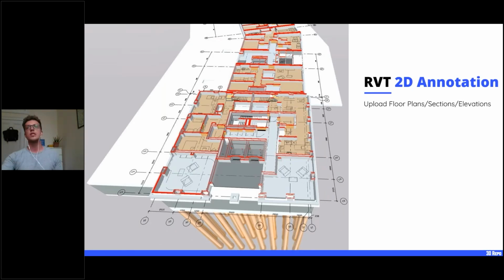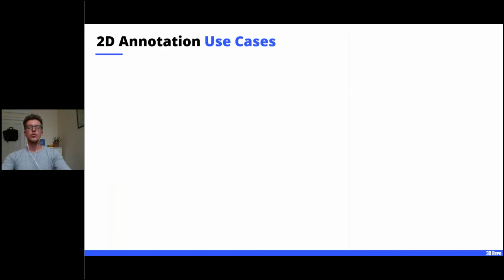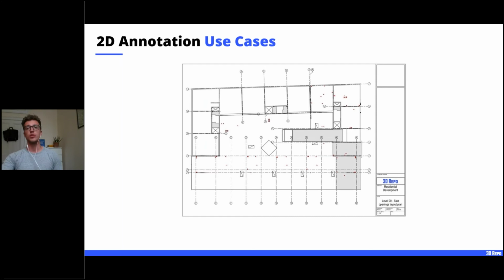So speaking of this whole 2D annotation and everything like that, there is a new feature that we're adding, and that's RVT 2D annotation, which is for Revit uploads. So you can now upload floor plans, sections, elevations, any kind of information from your annotated drawings. And that's a really good feature to help you leverage some of the use cases I'm going to cover now. So one of the predominant use cases is perhaps actually bridging the gap between your 2D and 3D information. Maybe you don't have 3D information available, but you have it in 2D and you want to bring it in and share it with somebody else.